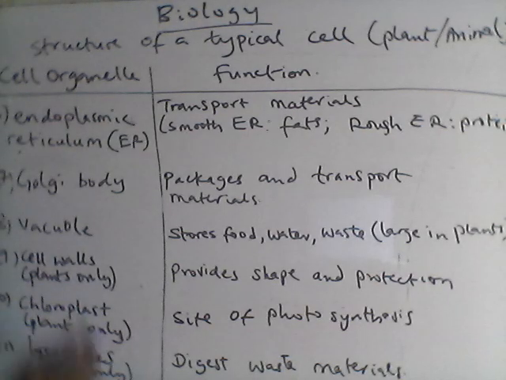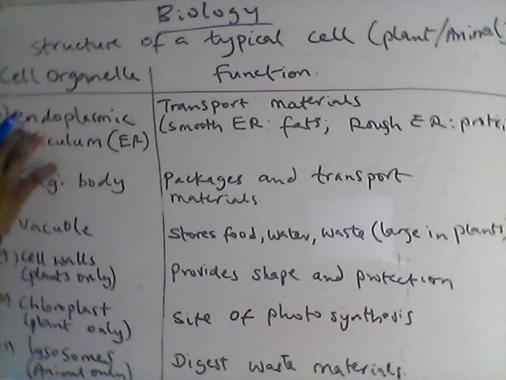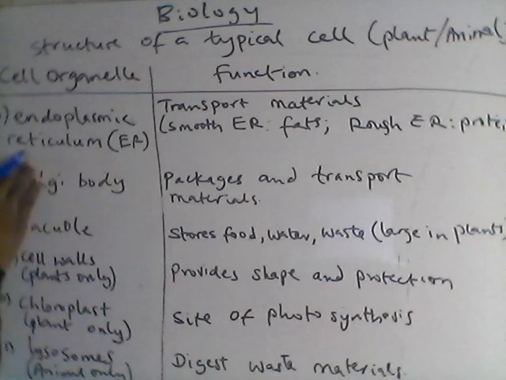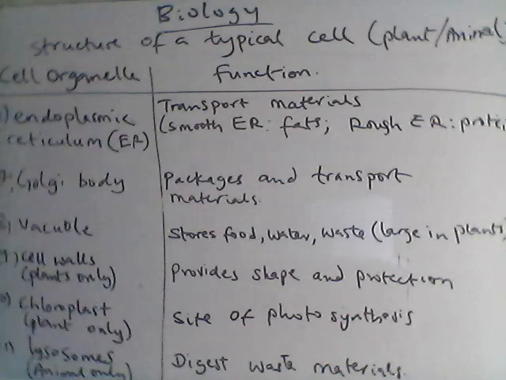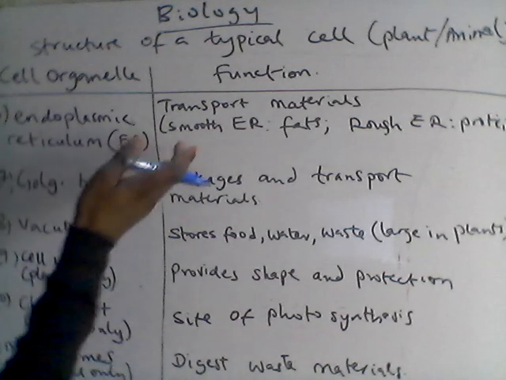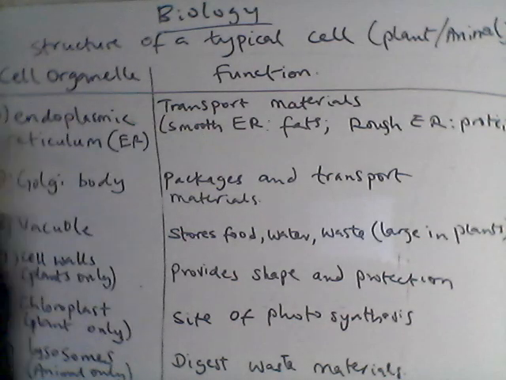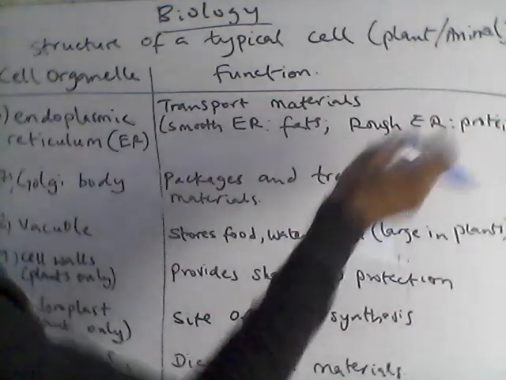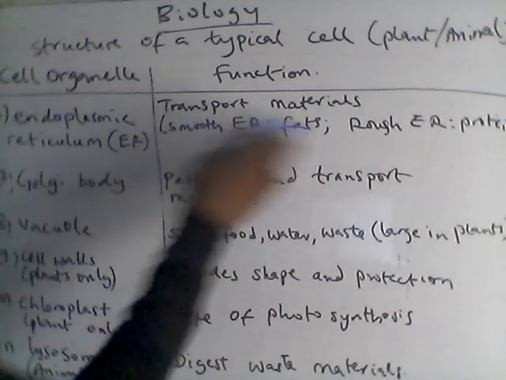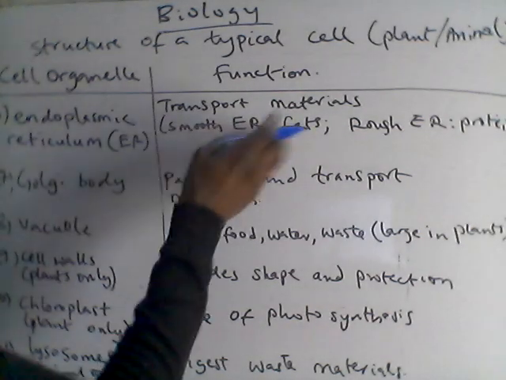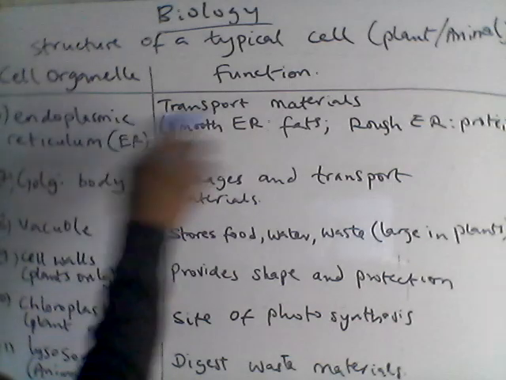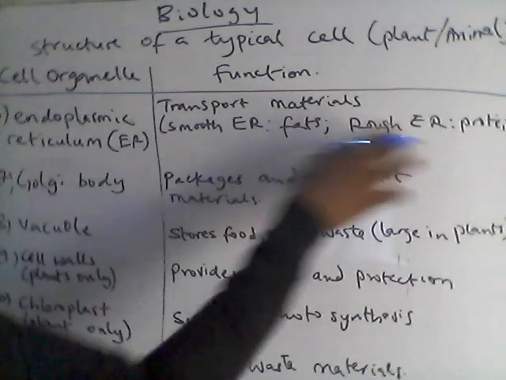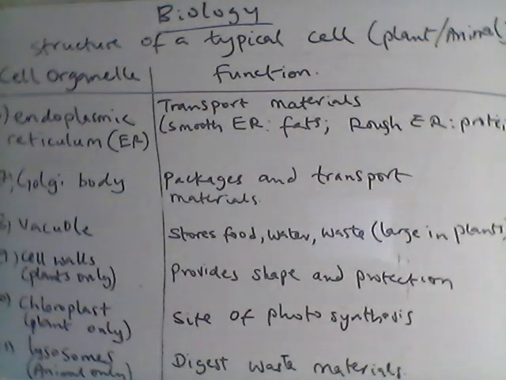So for the rest part, I have endoplasmic reticulum, ER. Endoplasmic reticulum is functioning as transport materials. So for the smooth ER, you have fats, and the rough ER, you have protein. So that's how you differentiate the two of them. The smooth ER, endoplasmic reticulum is fatty, and the rough ER is proteinous.